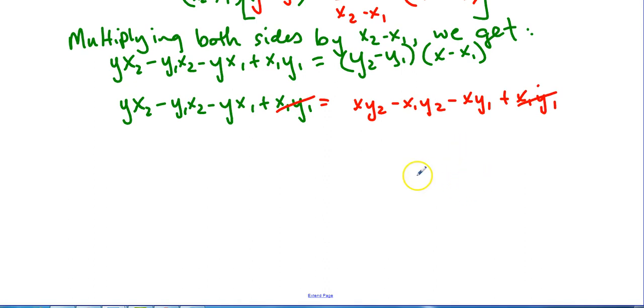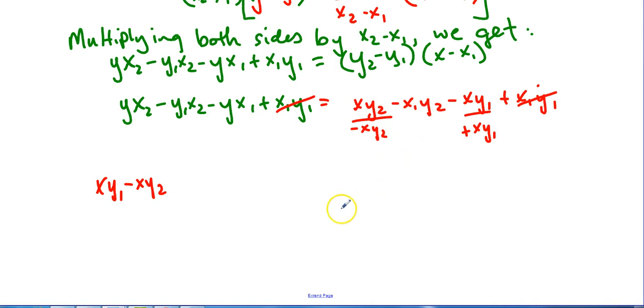So the first thing that we're looking for are x terms. So let's go ahead and take our x terms over here. We're going to move everything to the left side. So I've got a negative x y2 when I subtract this, and a positive x y1. So let's call this x y1 minus x y2. Move that down a little bit. So we've taken care of those guys right there.